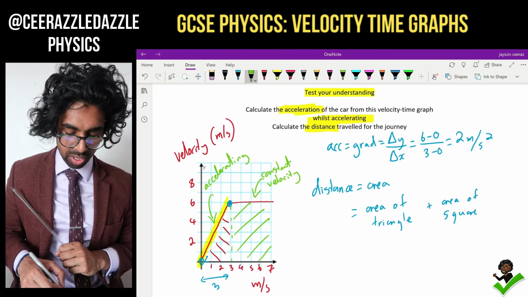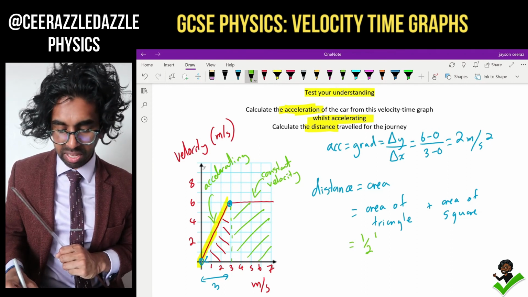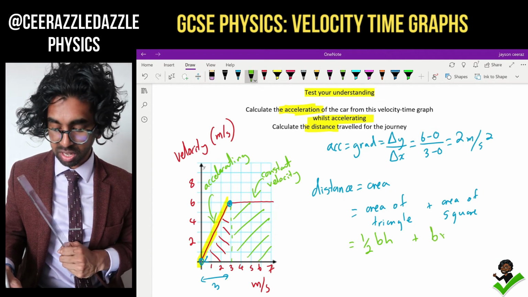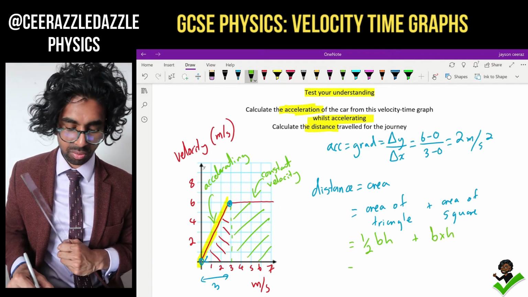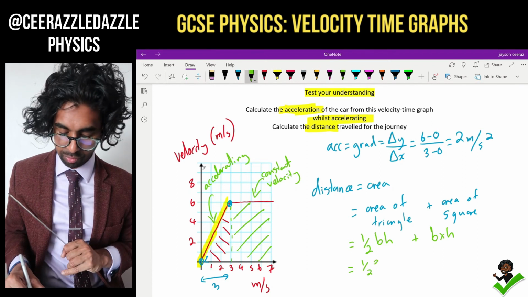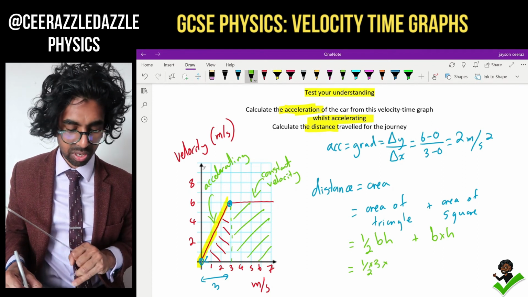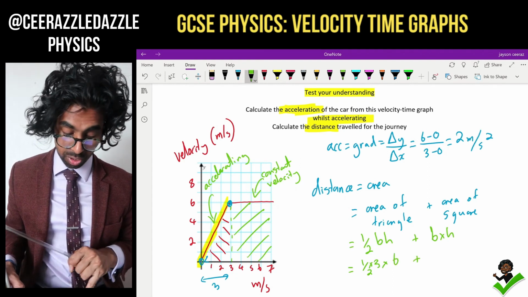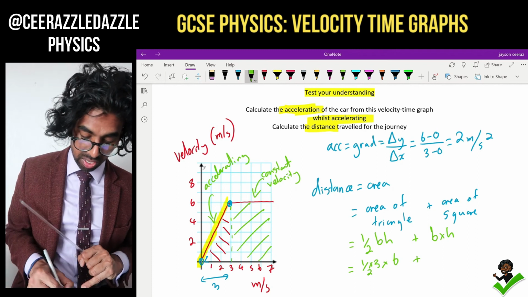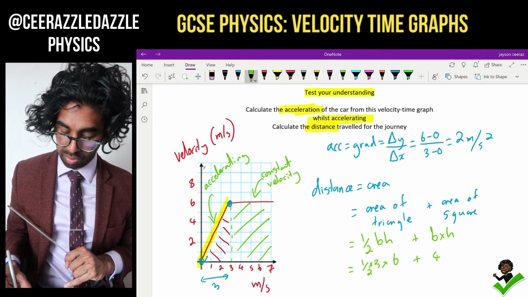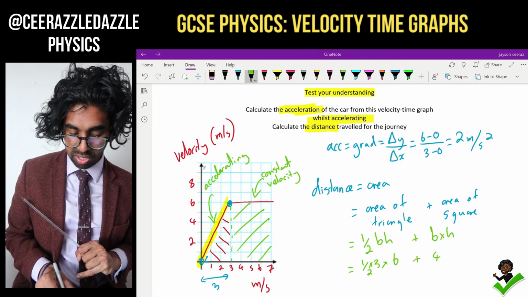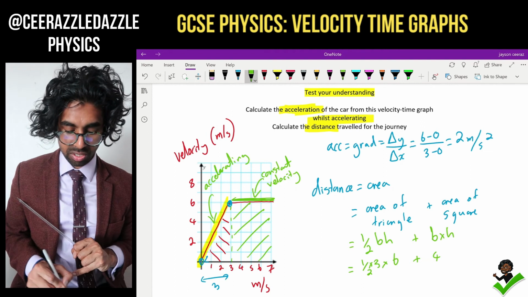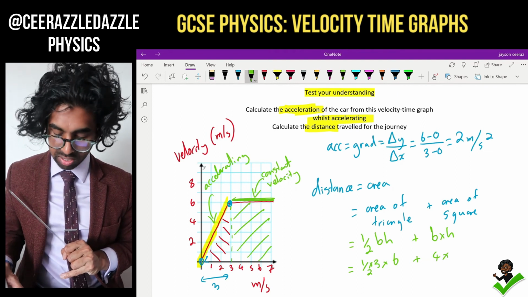The area of the triangle is going to be half base times by height. And the area of the square is going to be simply base times by height. So half, what's the base of the triangle? 3. Half times by 3 times by the height of the triangle. Height of the triangle is 6. Plus, for the square, the base of the square is 7 minus 3. It's 4. Make sure we can see that, yes? The base of this bit over here, that's going to be 4. 7 minus 3. 4 times by the height, 6.